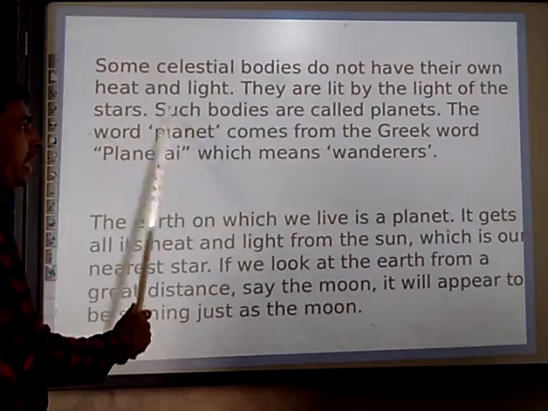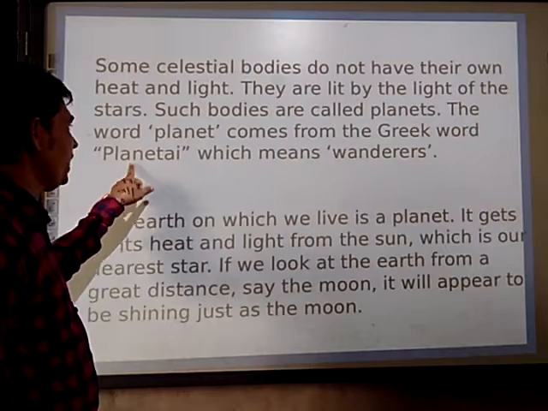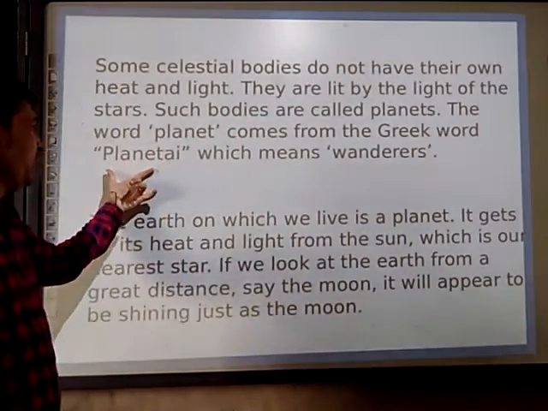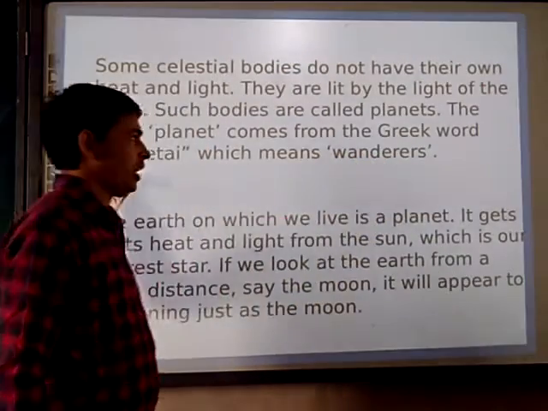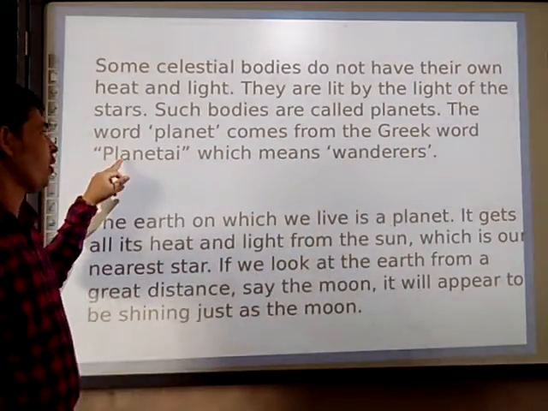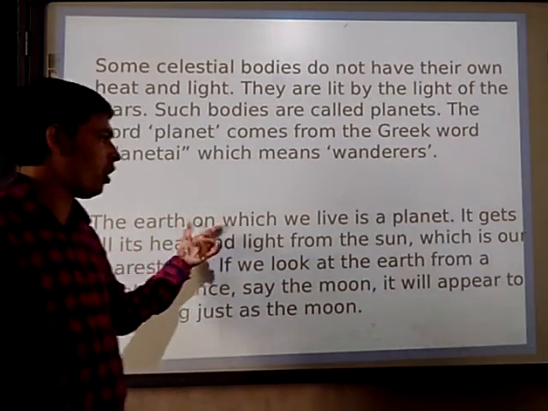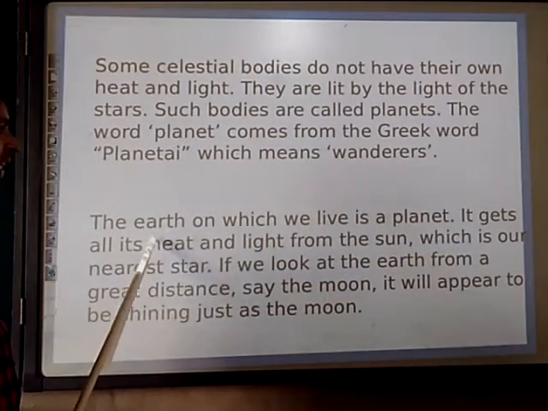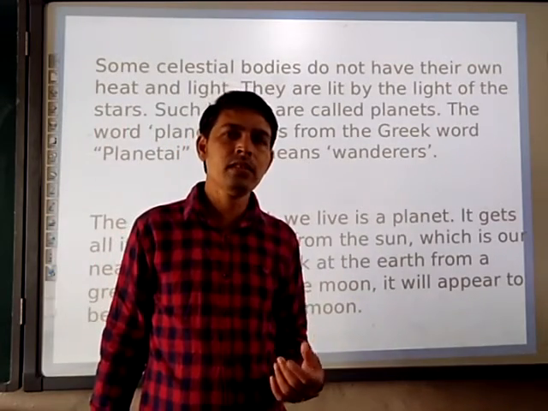The word planet comes from the Greek word planetai, which means wanderer. Please write down these two words. From the Greek language, from planetai, it became planet. The earth on which we live is a planet. It gets all its heat and light from the sun. So our earth is getting heat and light from where? From the sun.